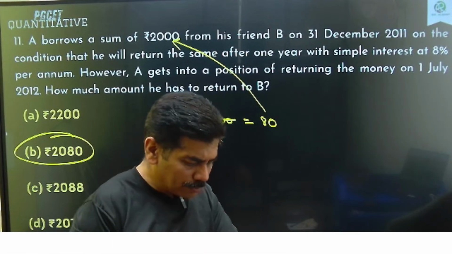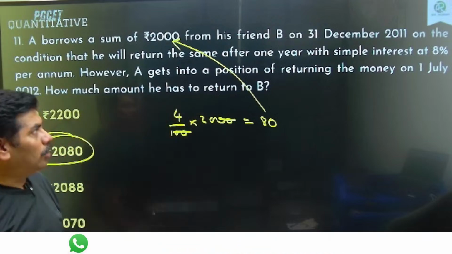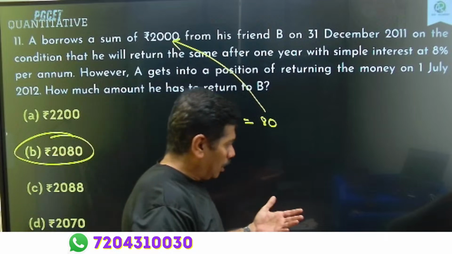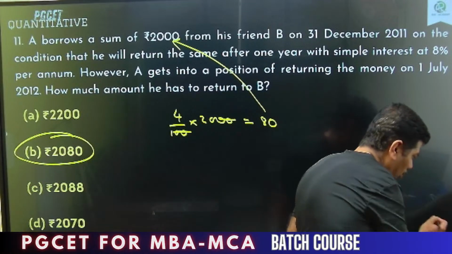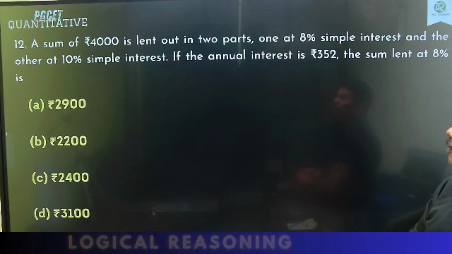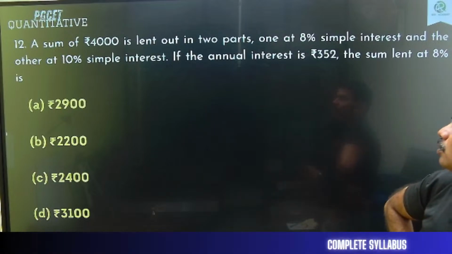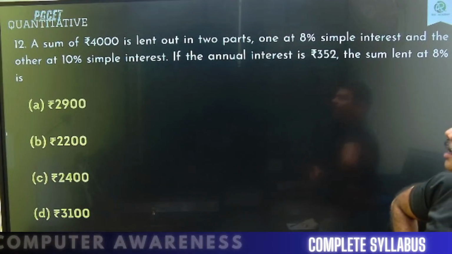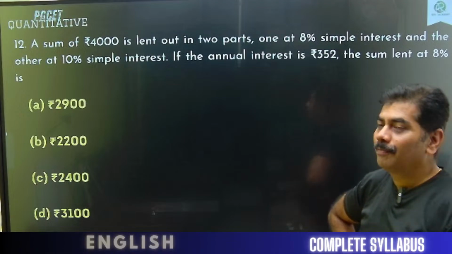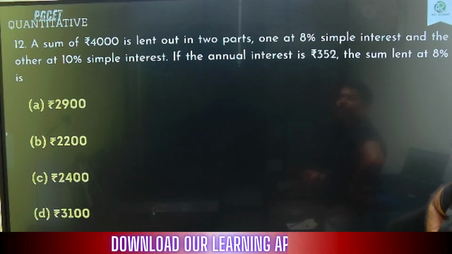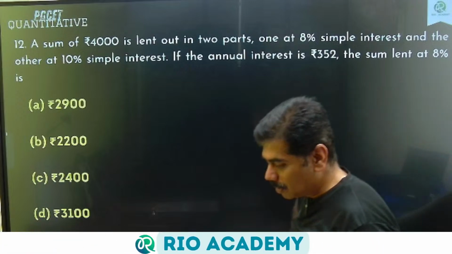When all concepts are clear to you, your calculation speed increases. I think we have got a couple of questions more. Let's try to solve them. A sum of 4000 is lent out in 2 parts, one at 8% simple interest and the other at 10% simple interest. If the annual interest is 352, the sum lent at 8%.